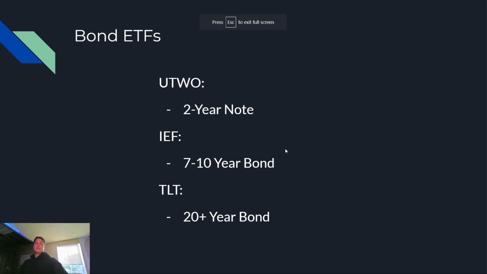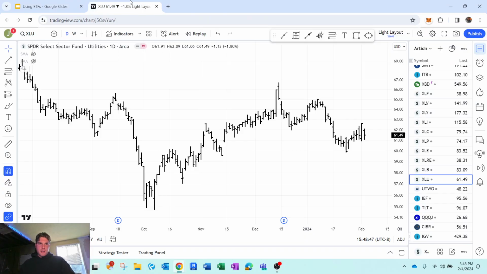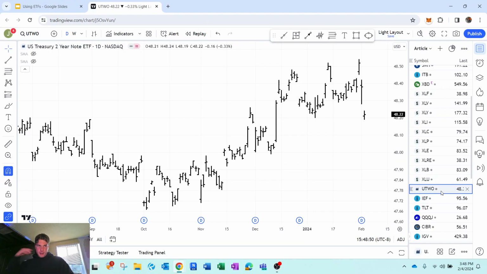Then next up we have bond ETFs. The three that I follow closely are the 2-year note, the 7 to 10-year note, and then the 20-year note. So if you know anything about intermarket analysis, there's times when stocks and bonds trade with a positive correlation and times when stocks and bonds trade with a negative correlation. So recently we've been seeing a positive correlation between stocks and bonds, meaning when stocks go up, bonds go up. When bonds go up, stocks go up. And then when bonds go down, stocks go down. When stocks go down, bonds go down.